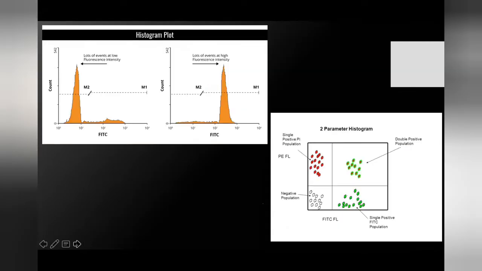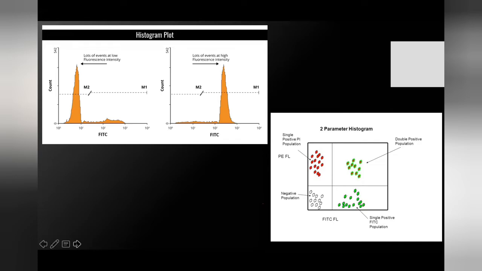Next, please. Talking about histograms, these are the simple ways we read a histogram. A histogram is a frequency distribution where there is a logarithmic scale on the x-axis, which shows the expression of a certain fluorochrome, and on the y-axis is the number of counts. Here you can see that most of the cells express a very low amount of the fluorochrome, so they are negative for a particular antigen. While here, most of the events lie in the high fluorescence intensity, so they are positive for a given fluorochrome or for the antigen to which the fluorochrome had been tagged.